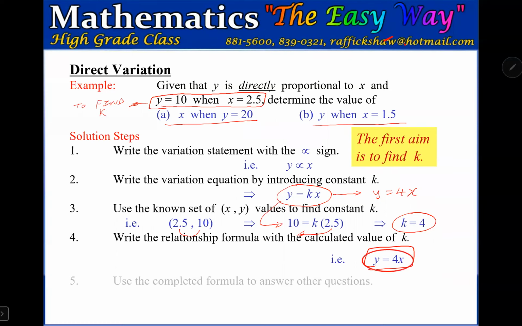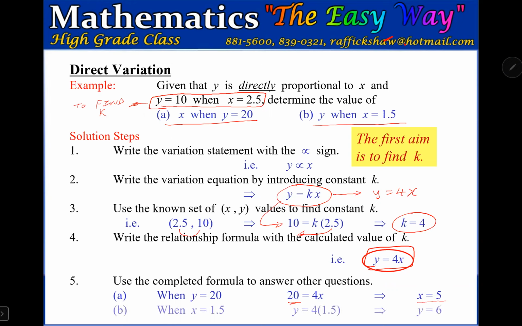So you use the formula to answer the questions. First one, when y equals 20, you put the 20 for y in the formula. That's what I did right here. And it means that the x equals 5. And then in part B, the x is 1.5. So you put the 1.5 for the x value right there. And the calculation tells you that the y in that case is 6.